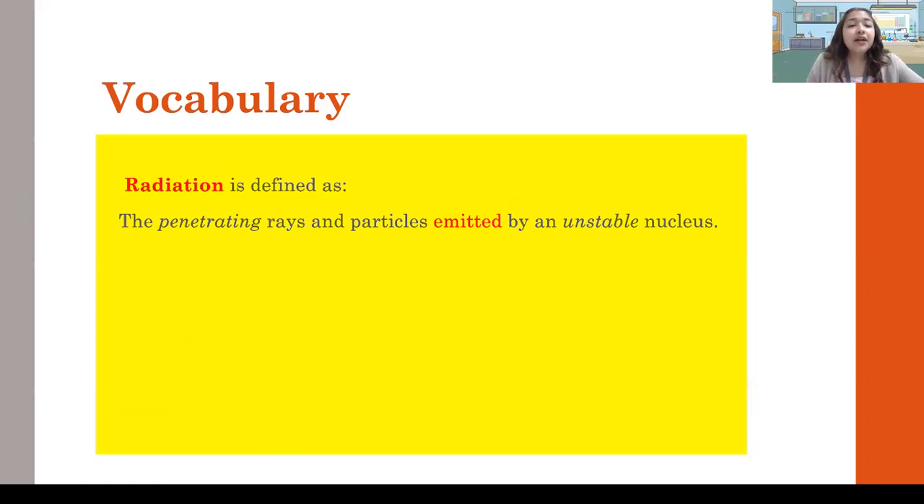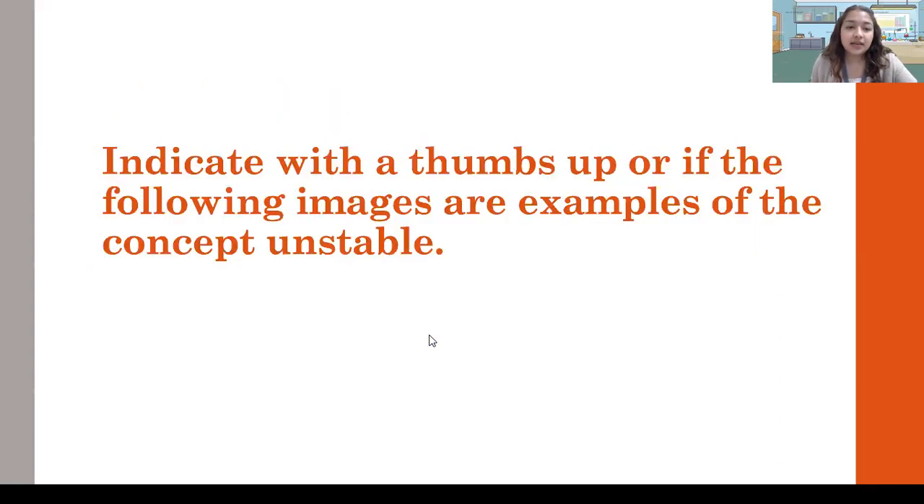But next up, we have radiation. Radiation is defined as rays or particles that are given off by an unstable nucleus. And these rays and particles are able to go through things. That is what radiation is defined as.